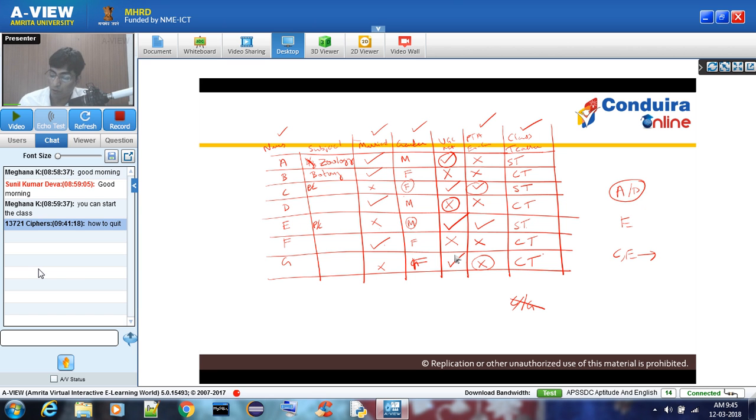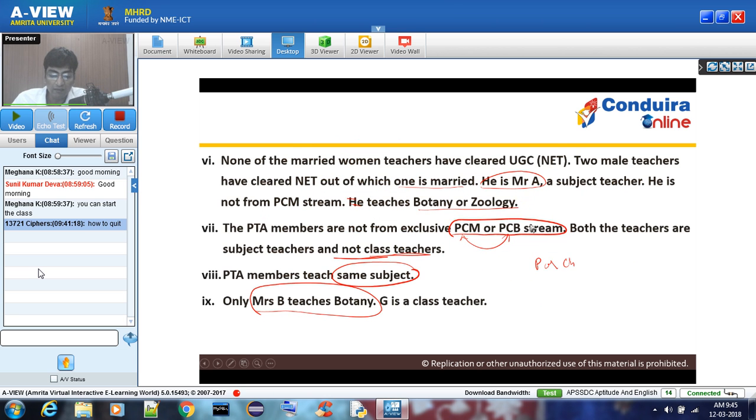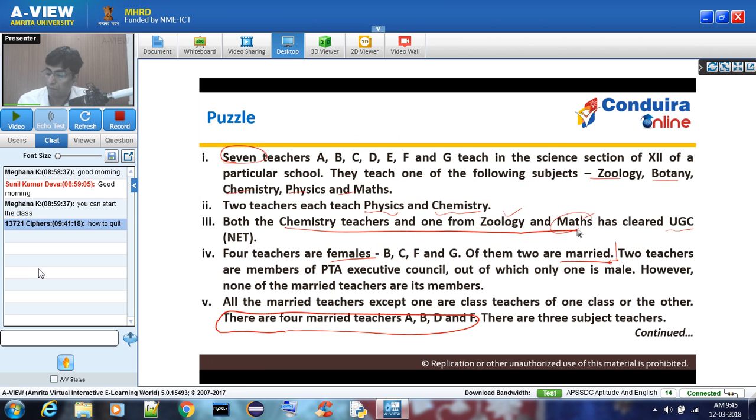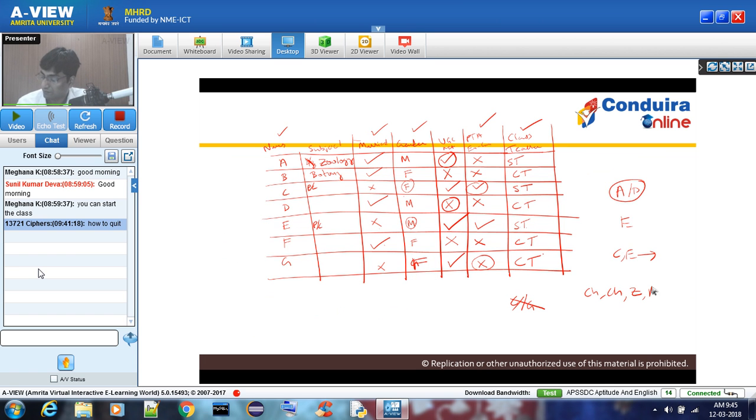So these two people should definitely clear the UGC. Okay, who are the people who cleared again? Two chemistry people, one zoology person, and one math person has cleared the UGC net. So let's go ahead and run. The zoology person has cleared the UGC net, already known. So out of the three other people, we need to get these two people, and these two are teaching chemistry.